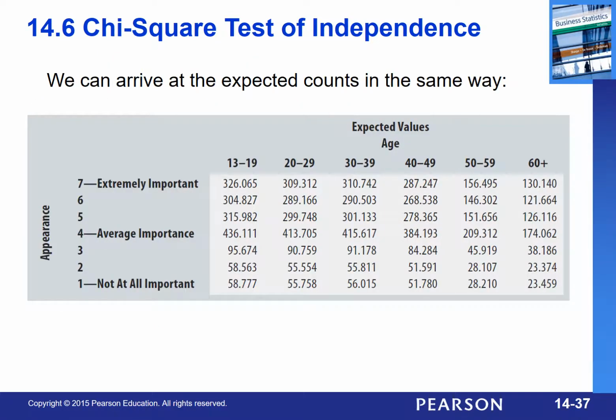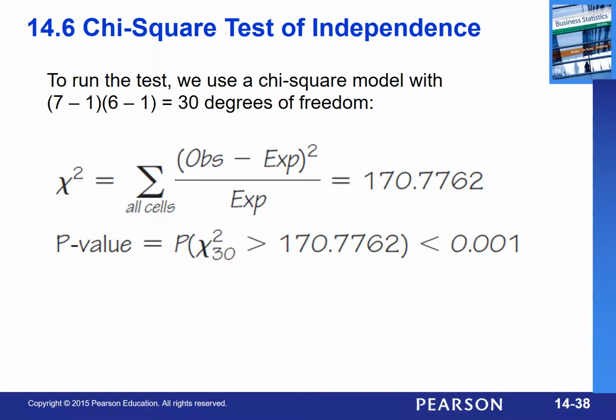All right, so here's the expecteds. Please don't do these by hand. I'm hoping you notice there are 7 by 6. Holy crap, you would have to do this 42 times. Let technology do this. If you take the expected minus observed, square them, divide by the expected, and add them all up, all 42 of them, you get 170. I'm hoping you recognize that that's enormous.